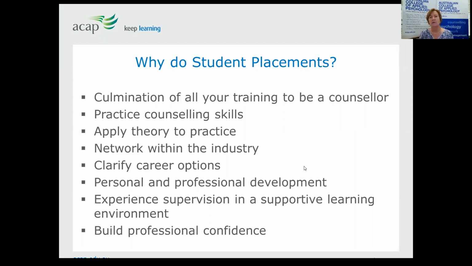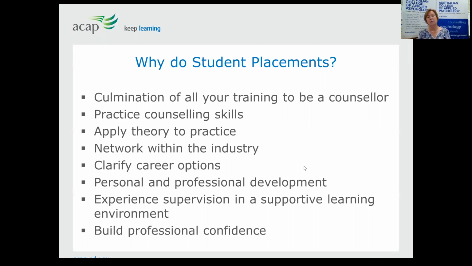It helps you to clarify your career options. Many of you will already have an idea of the kind of counselling work you want to do when you graduate. You might think, I'd really love to be working with children, or I'd really love to be working with women, or I'd love to work in a clinic, or whatever it may be for you. This is your opportunity to try it out. So we really encourage you to think about doing your placement in one of those agencies so you can find out if it is for you or not.